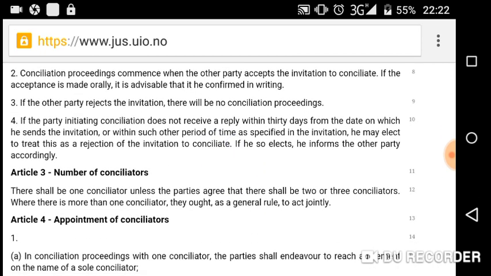Then comes Article 2, subsection 4. If the party initiating conciliation does not receive a reply within 30 days from the date on which she sends the invitation.